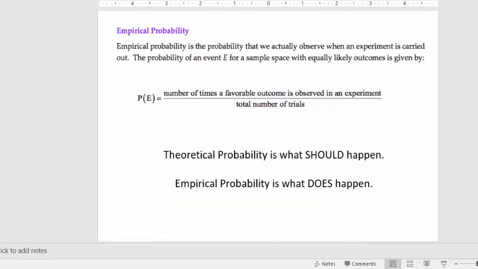Now, so those were all theoretical probabilities. So now empirical probability is actually what you observe when an experiment is actually carried out. So if you actually do an experiment and you get specific results, that's going to be what you call empirical probability. So they give you a nice little distinction between the two down on the bottom here. They say theoretical probability is what should happen, right, in theory, and the empirical probability is actually what does happen. So theoretical is what should happen, empirical is what does happen. So that's a nice distinction there between the two.